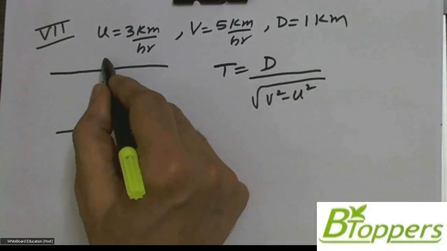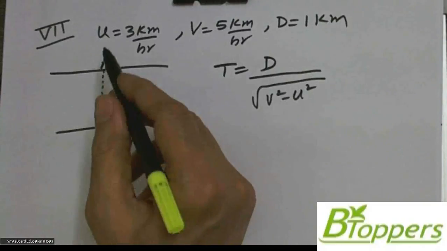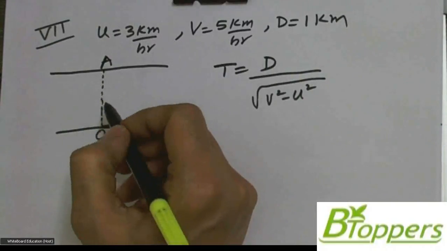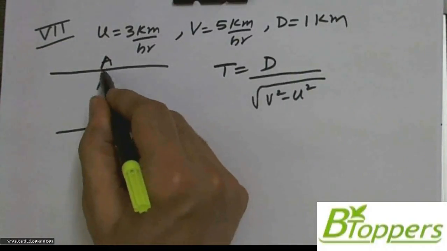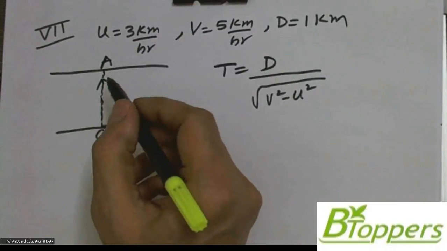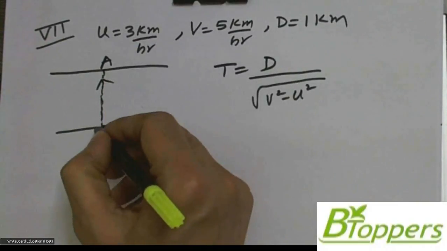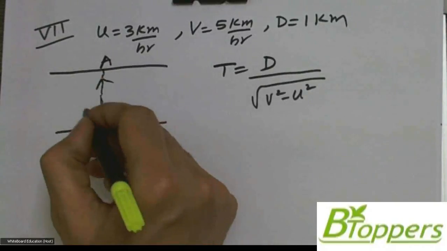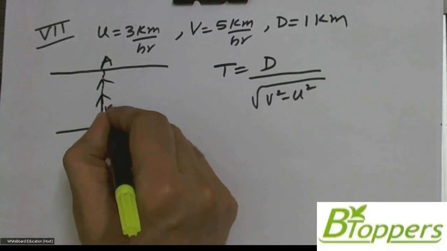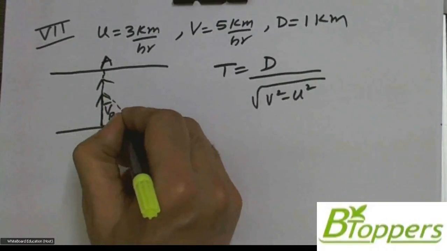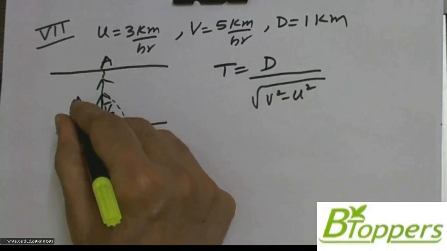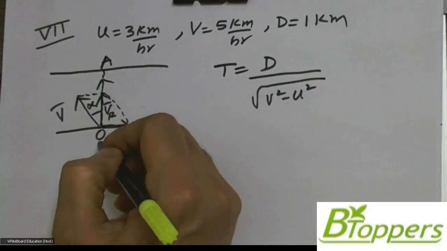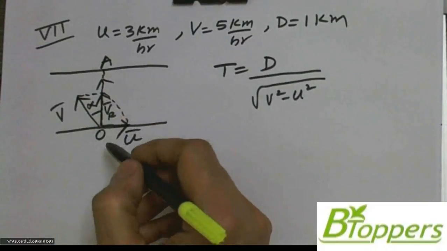Here Y is the initial position of the boat or swimmer on one bank of the river. A is the exactly opposite point on the other bank. So the boat moves along the minimum distance path and reaches the exactly opposite point on the other bank when the resultant velocity is directed toward the opposite point here. That means the resultant velocity must be perpendicular to U bar.